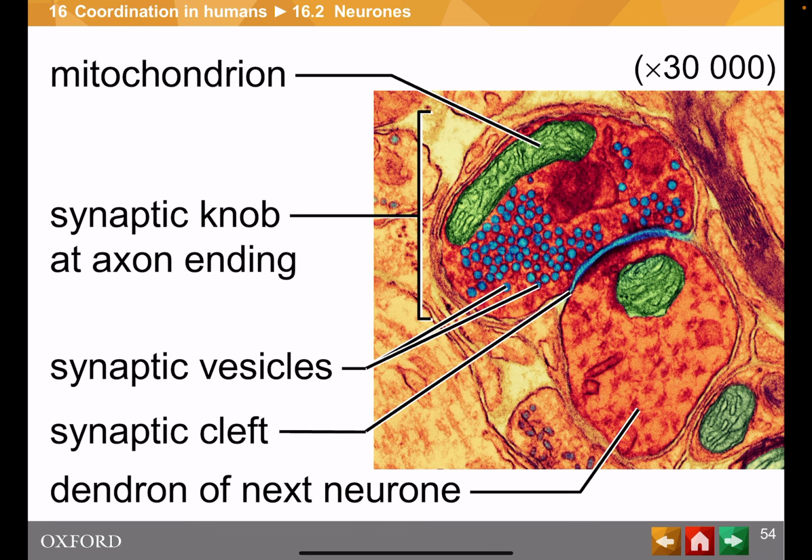Now, this is an electron micrograph of a synapse. It is magnified 30,000 times, so it's highly magnified. The synaptic cleft is very narrow, about 20 nanometers. This is the synaptic cleft. Which side is the axon, and which side is the dendron? This side is the axon. You can tell because inside you can see a lot of synaptic vesicles. This is the synaptic knob. And this is the dendron of another neuron that may have some receptor sites here to accept the neurotransmitter.